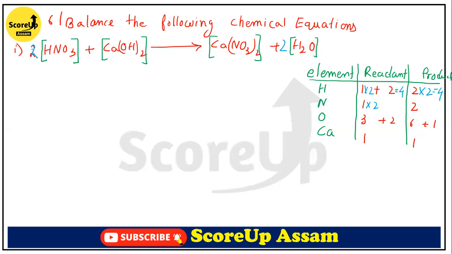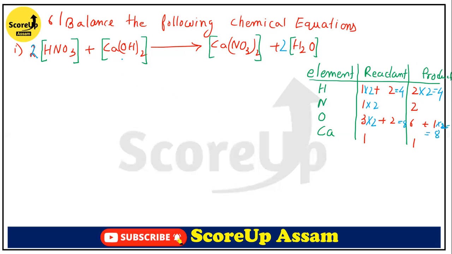Now total number of oxygen. Since we have multiplied 2, that means we applied it to this oxygen. That means total number of oxygen is 6 plus 2, 8. And on this side 2 oxygen plus 6 oxygen. Since we have multiplied 2, this 2 is also multiplied with oxygen. So 6 plus 2, 8. Here it is 8 oxygen, and here also 8 oxygen.